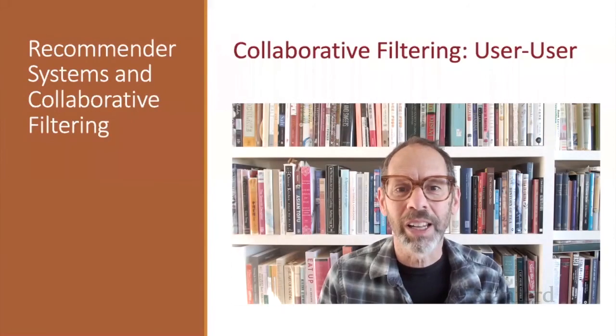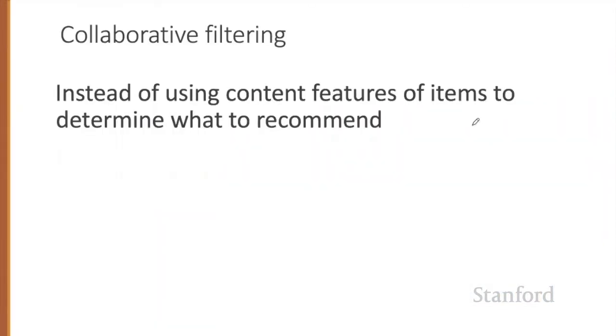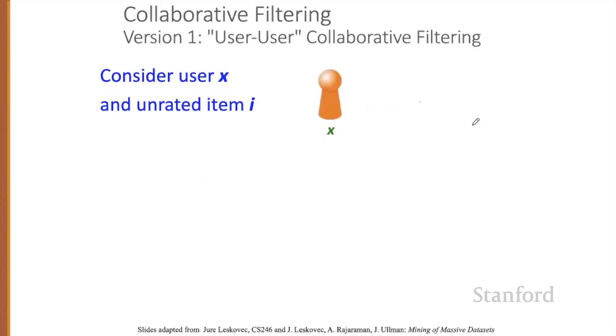We turn now to collaborative filtering, beginning with the user-user version. In collaborative filtering, instead of using the content features of items to determine what to recommend, we're going to find similar users and recommend items that they like. Let's see the user-user version of collaborative filtering.